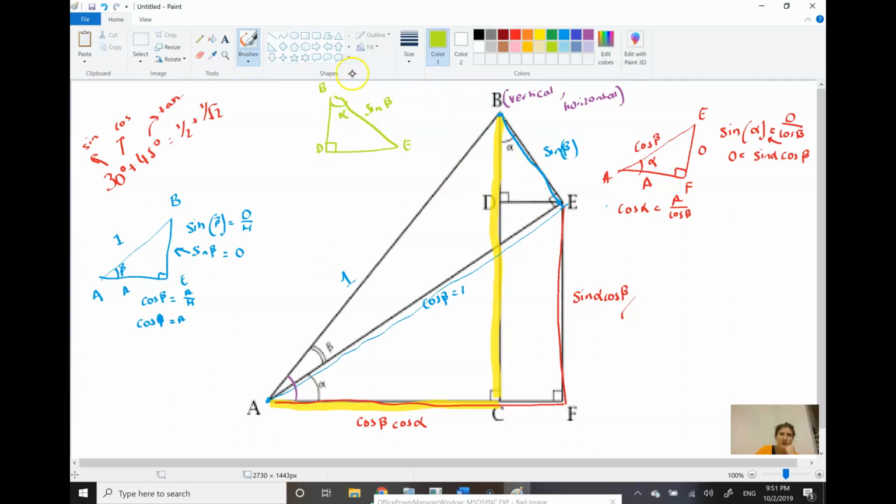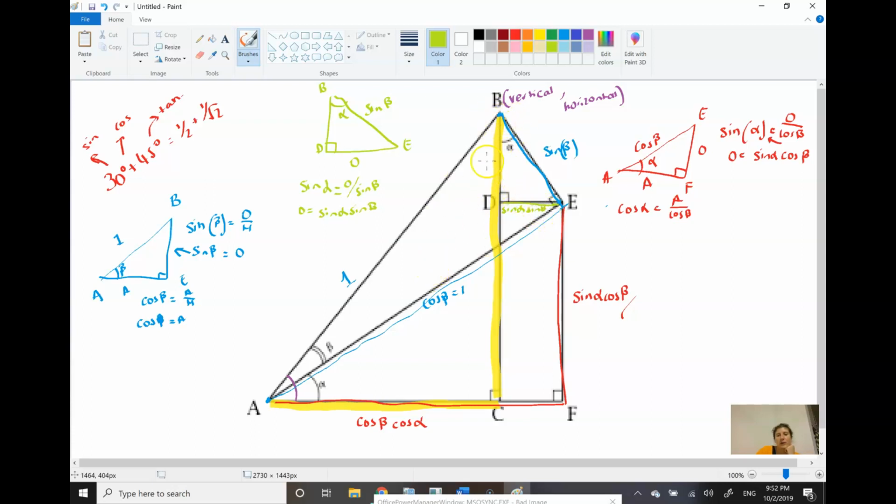Okay, so we can find ratios for B to D and D to E here. So if we're first looking at D to E, again, that's our opposite. So we're going to have sine alpha is equal to our opposite divided by sine beta. So our opposite equals sine alpha sine beta. Okay, that's D to E there. So sine alpha sine beta.